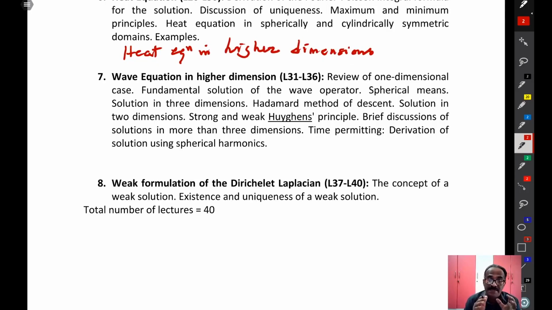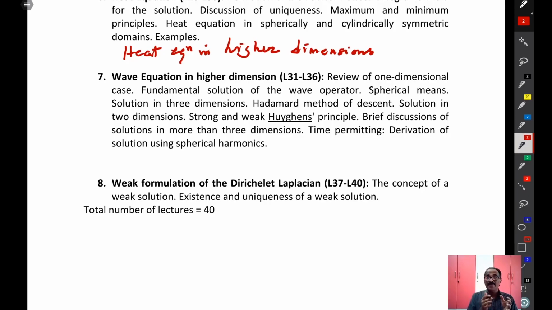There you will see the difference. In one dimension we have studied D'Alembert's formula, propagation of singularities and various other properties. But when you go to higher dimensions, n greater than or equal to 2, you will see that odd and even dimensions behave differently. So after reviewing the one-dimensional case, you will see the fundamental solution of the wave equation, and you will see the spherical means. Using the spherical means, you derive the solutions in three-dimensional space.